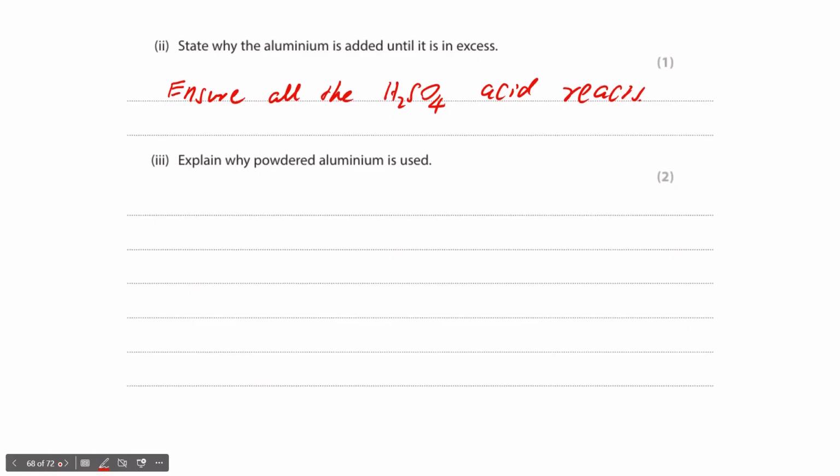Right. Explain why powdered aluminium is used. We just discussed: to increase the surface area. Why? When you have increased the surface area, the rate of the reaction will be so fast. You can add a chunk of aluminium, but you have to wait for years until it reacts. So aluminium powder has greater surface area. When you have greater surface area, what will happen?